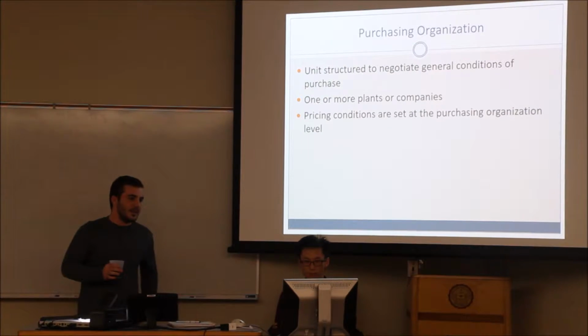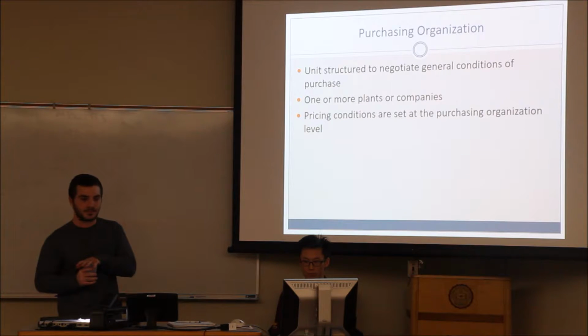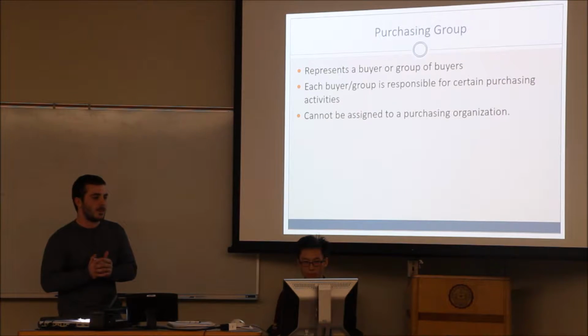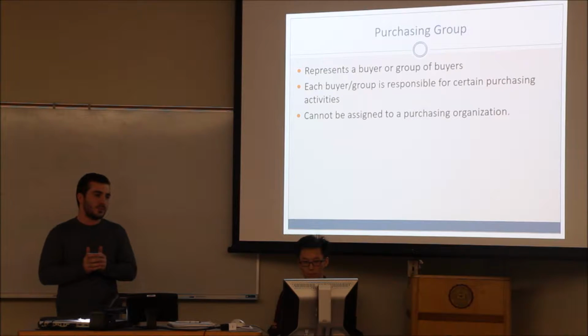Purchasing organization. It's a unit to negotiate general conditions of a purchase. It can represent one or more plants or company codes, and pricing conditions are set at the purchasing organization level. A purchasing group represents a buyer or a group of buyers. Each buyer or group is responsible for certain purchasing activities, and it cannot be assigned a purchasing organization. The purchasing group is actually its own separate entity, not related to the central organizational level. We'll get more into that later.